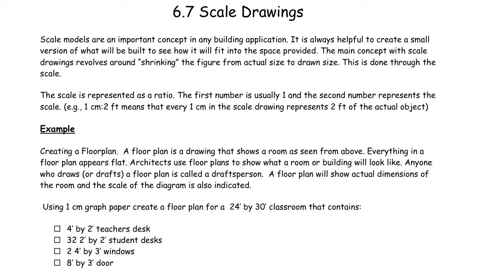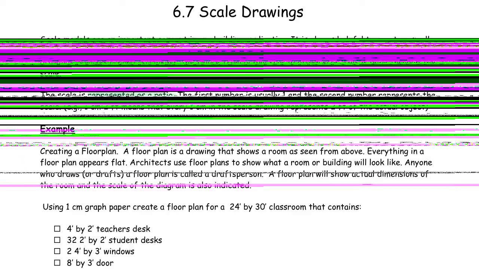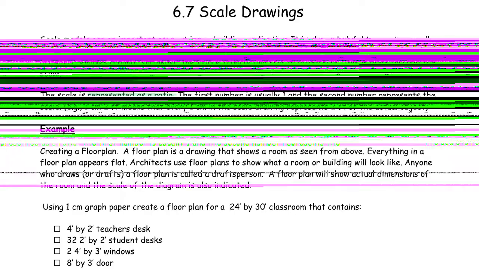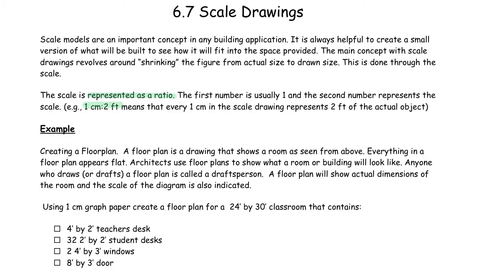So a scale is represented as a ratio. Okay, so that's important to think about. The first number is usually 1, and the second number represents the scale. So for example, in our graph paper, if it says 1 centimeter and then 2 feet, it means that every centimeter in the scale drawing represents 2 feet in the real world, so of the actual object.